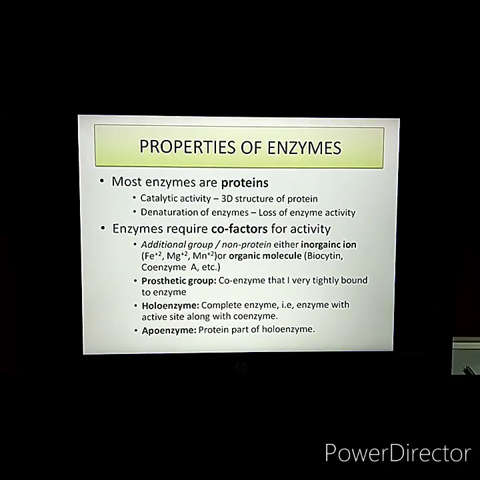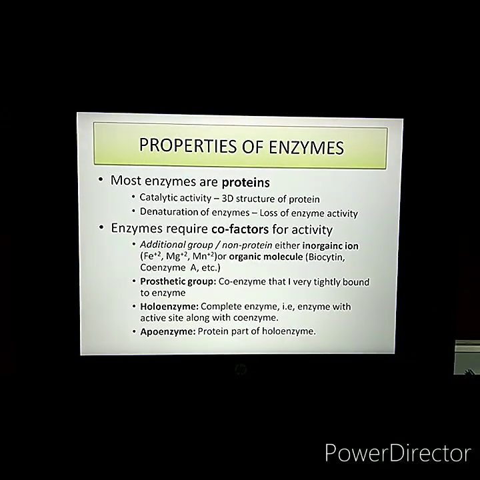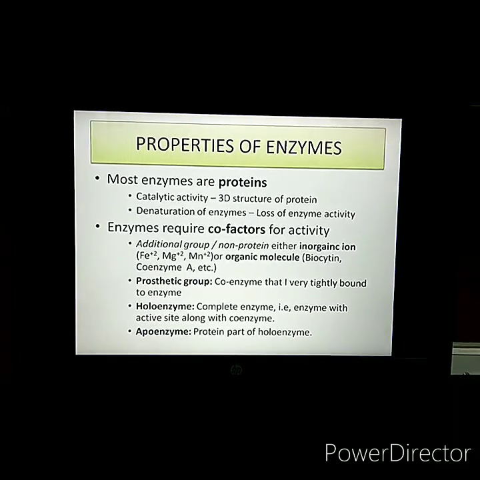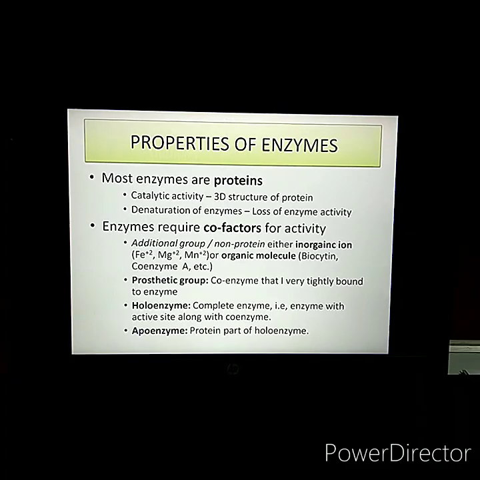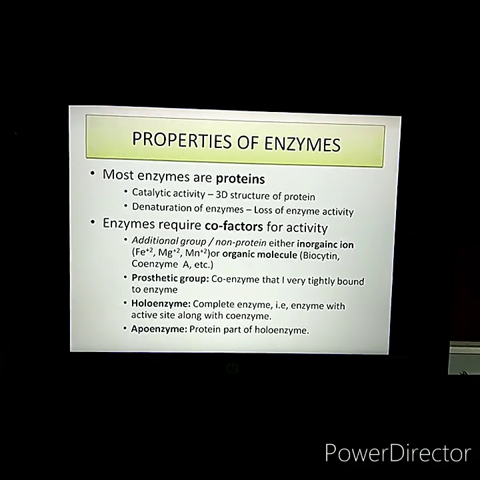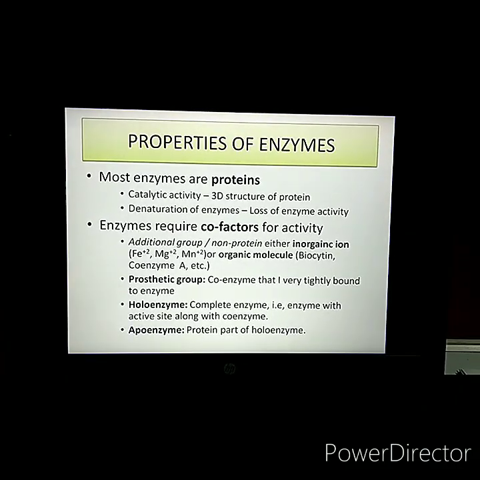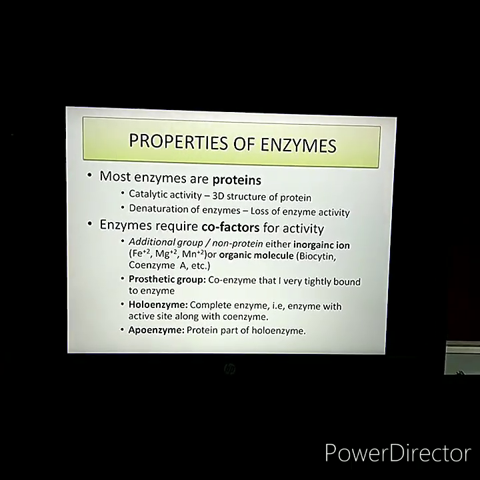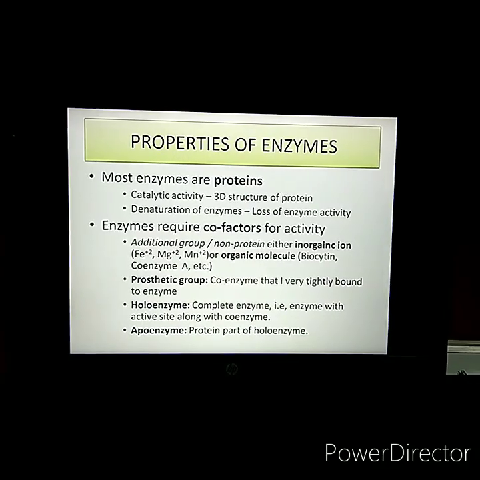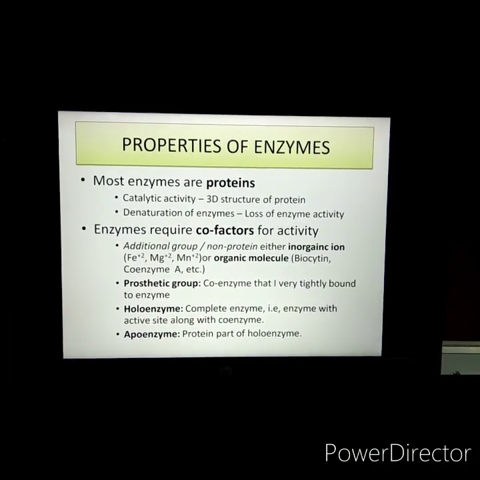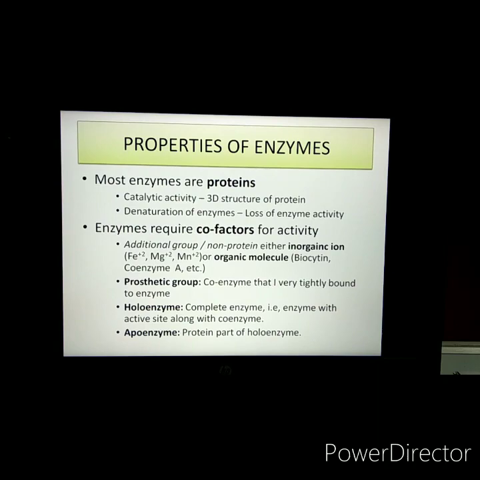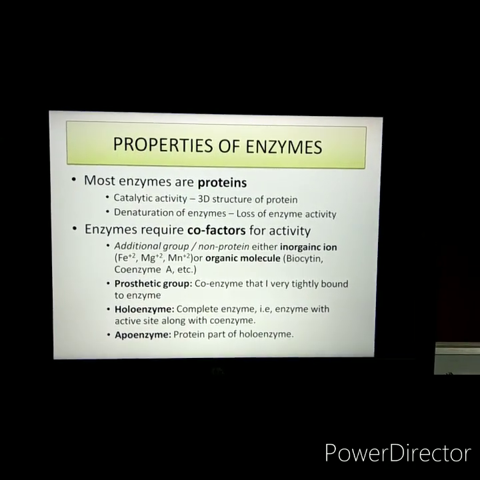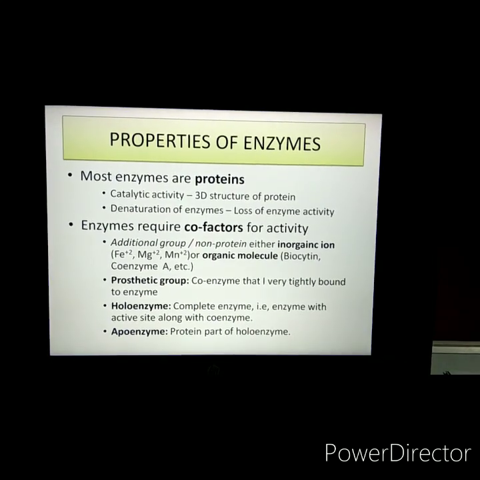Next is regarding the cofactors. Enzymes require cofactors for their activity. These cofactors may be either inorganic ions like iron, magnesium or manganese, or organic molecules like biocytin and coenzyme A. These cofactors, either inorganic ions or organic molecules, are loosely bound to the enzymes. If they are tightly bound to the enzymes, then they are known as prosthetic groups. These prosthetic groups are non-proteinous in nature.